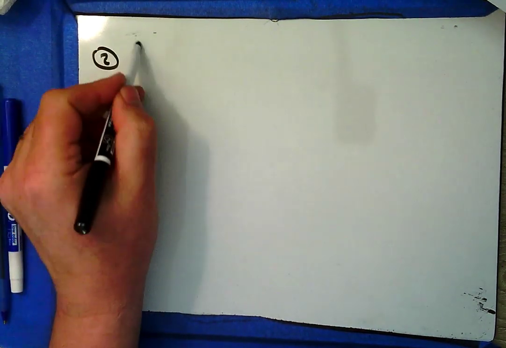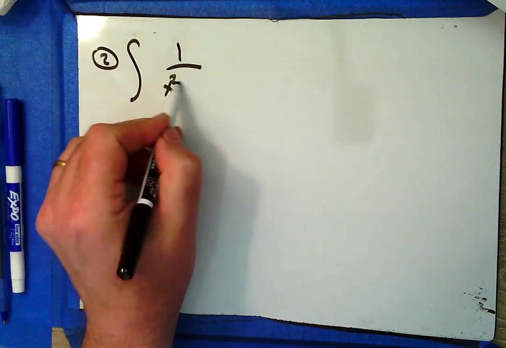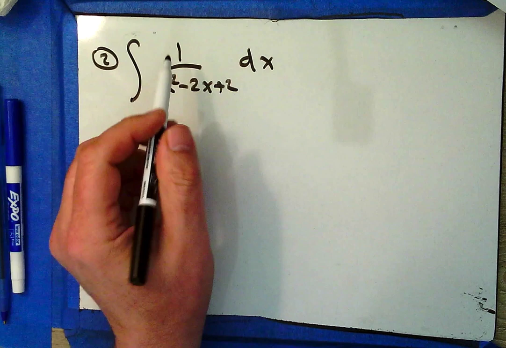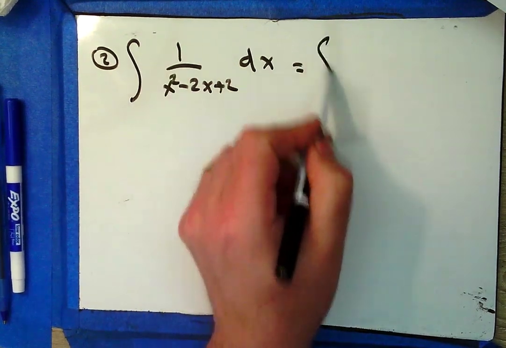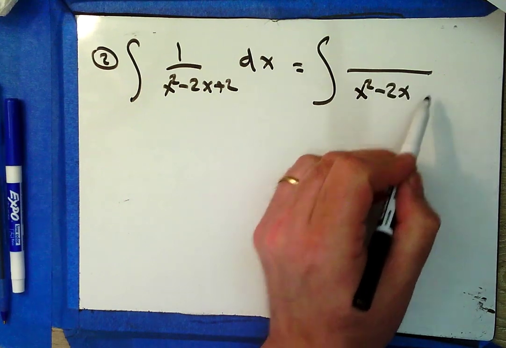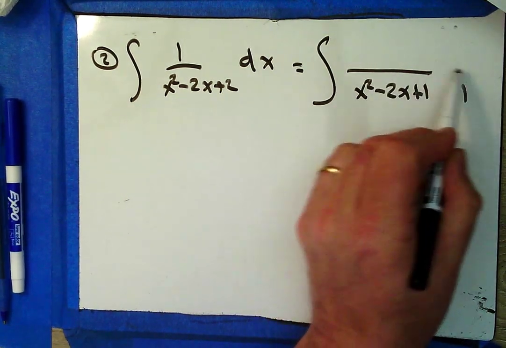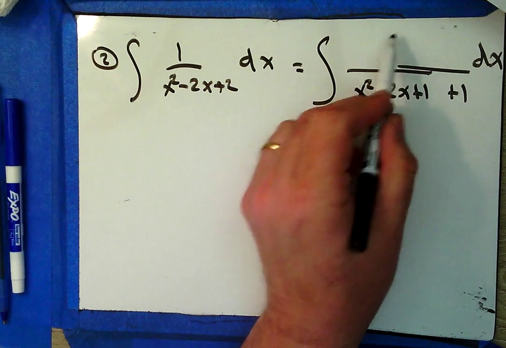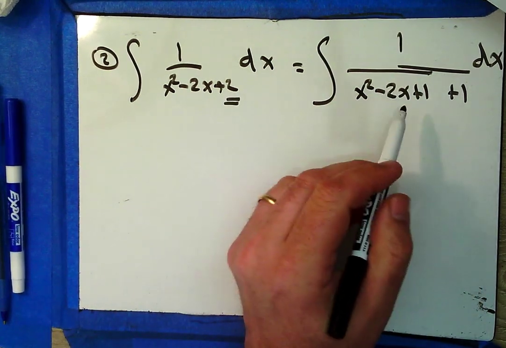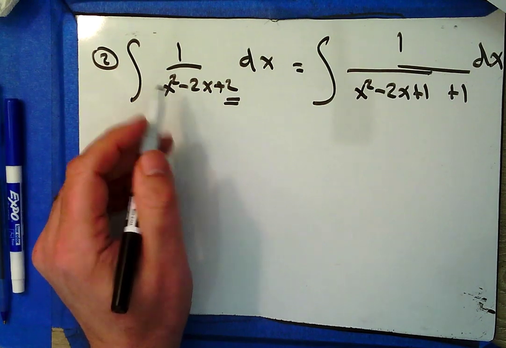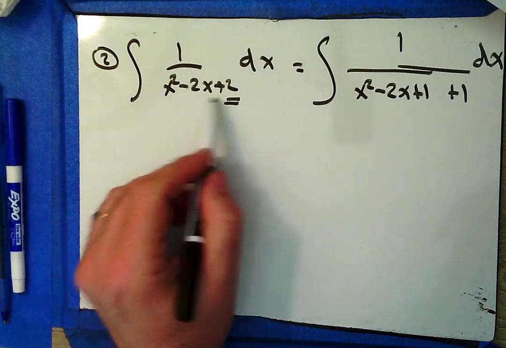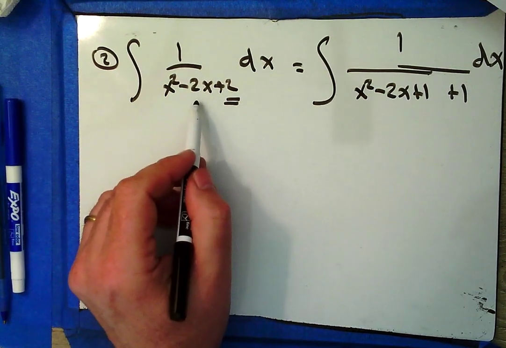2. Integral of 1 over x squared minus 2x plus 2 dx. Well, I can rewrite this denominator as x squared minus 2x plus 1 plus 1. Why do I want to split this 2 up into 1 and 1? Well, because when I think about completing a square here, I would really like this to be a perfect square. Right now I can't factor this as a perfect square.